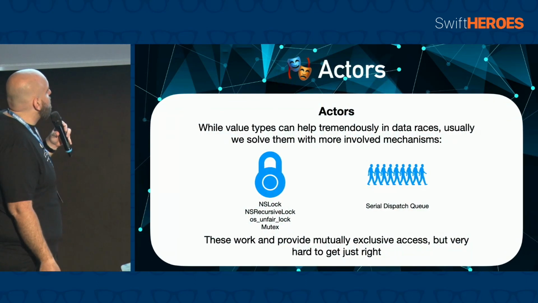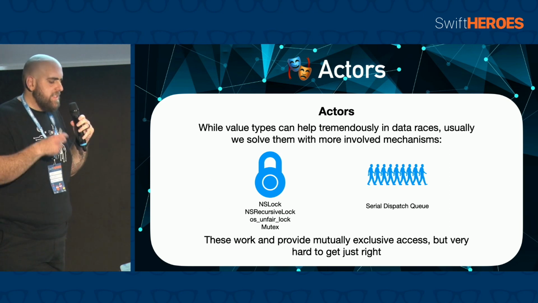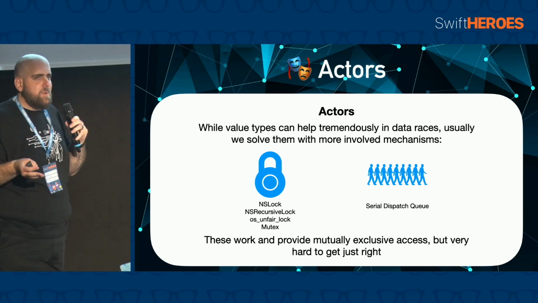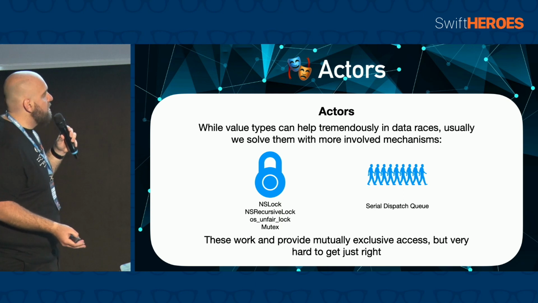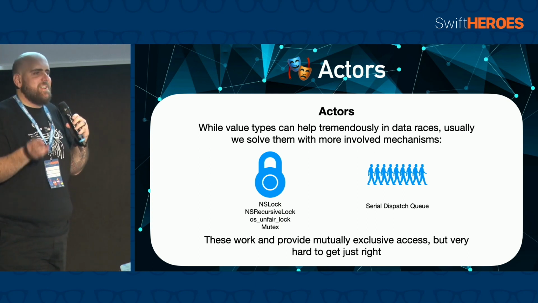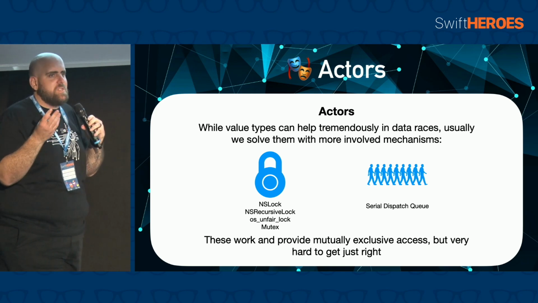Today, the tools we have to solve these are things like manually locking the thread using an NSLock or a recursive lock, or we can even use stuff like serial dispatch queues. And these things work well, but they are very, very hard to get right. You might write code that looks like it is working, but in reality, in production, it might not behave because you misused the API.